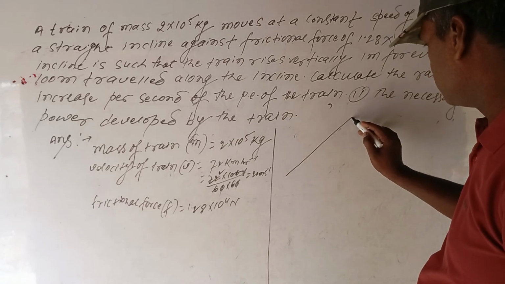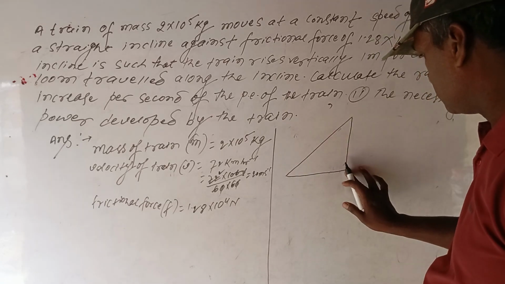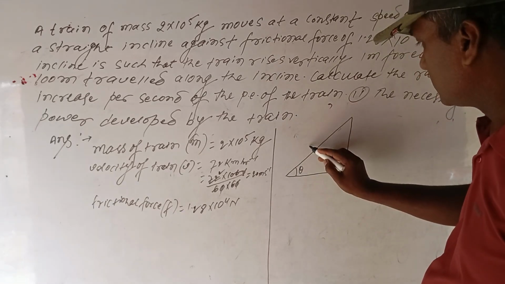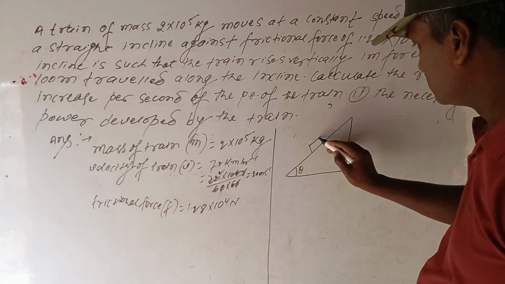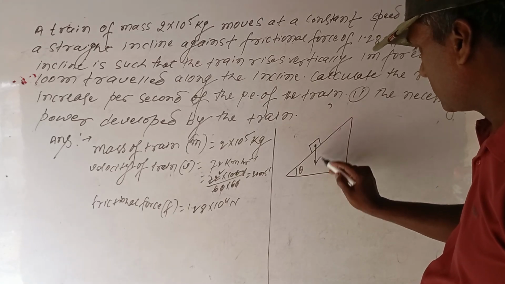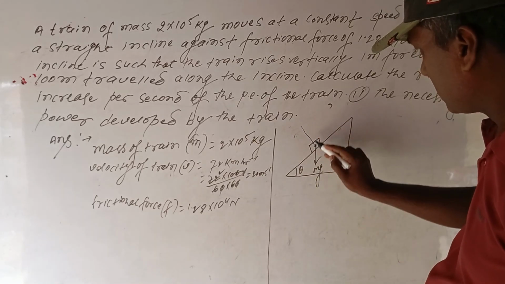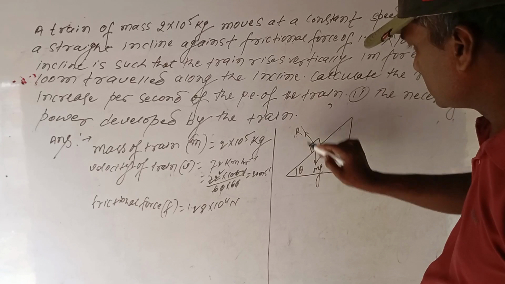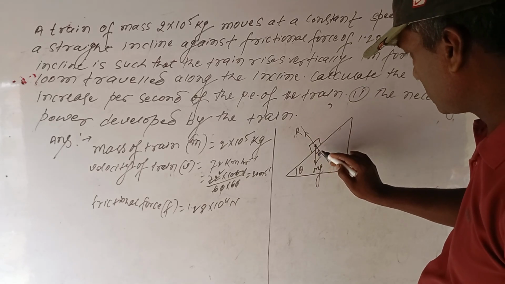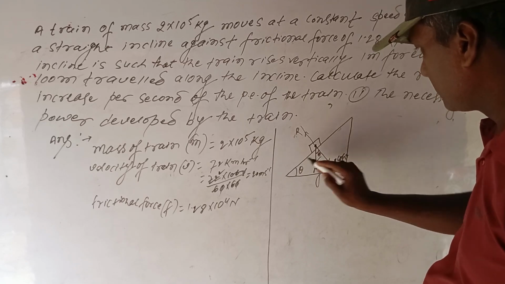One thing to remember is that as the train moves on the inclined plane, its potential energy increases because its height increases, and we know the formula of potential energy is mgh. But its kinetic energy decreases. The decrease in kinetic energy causes the increase in potential energy. Here it is represented by a diagram.